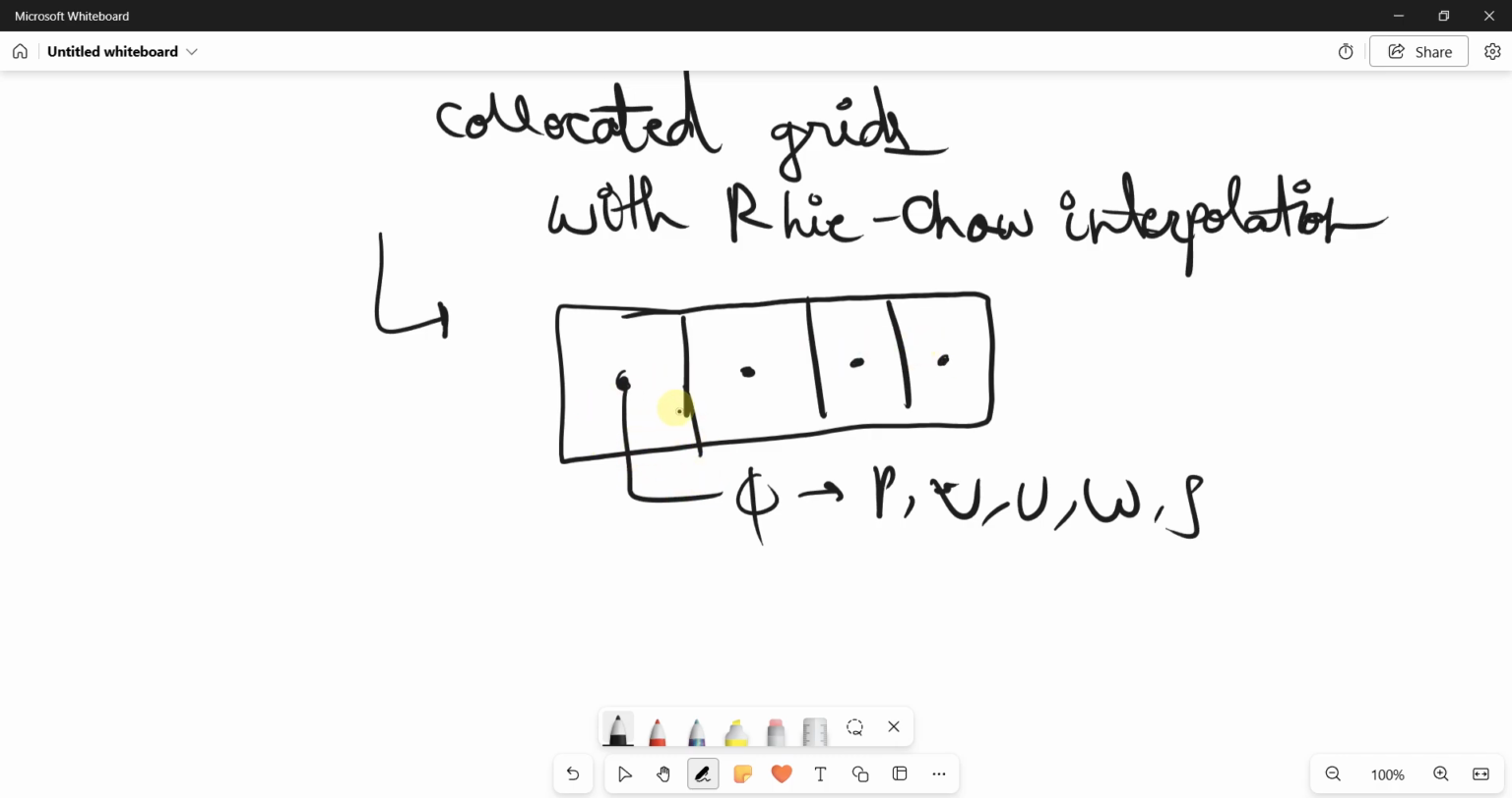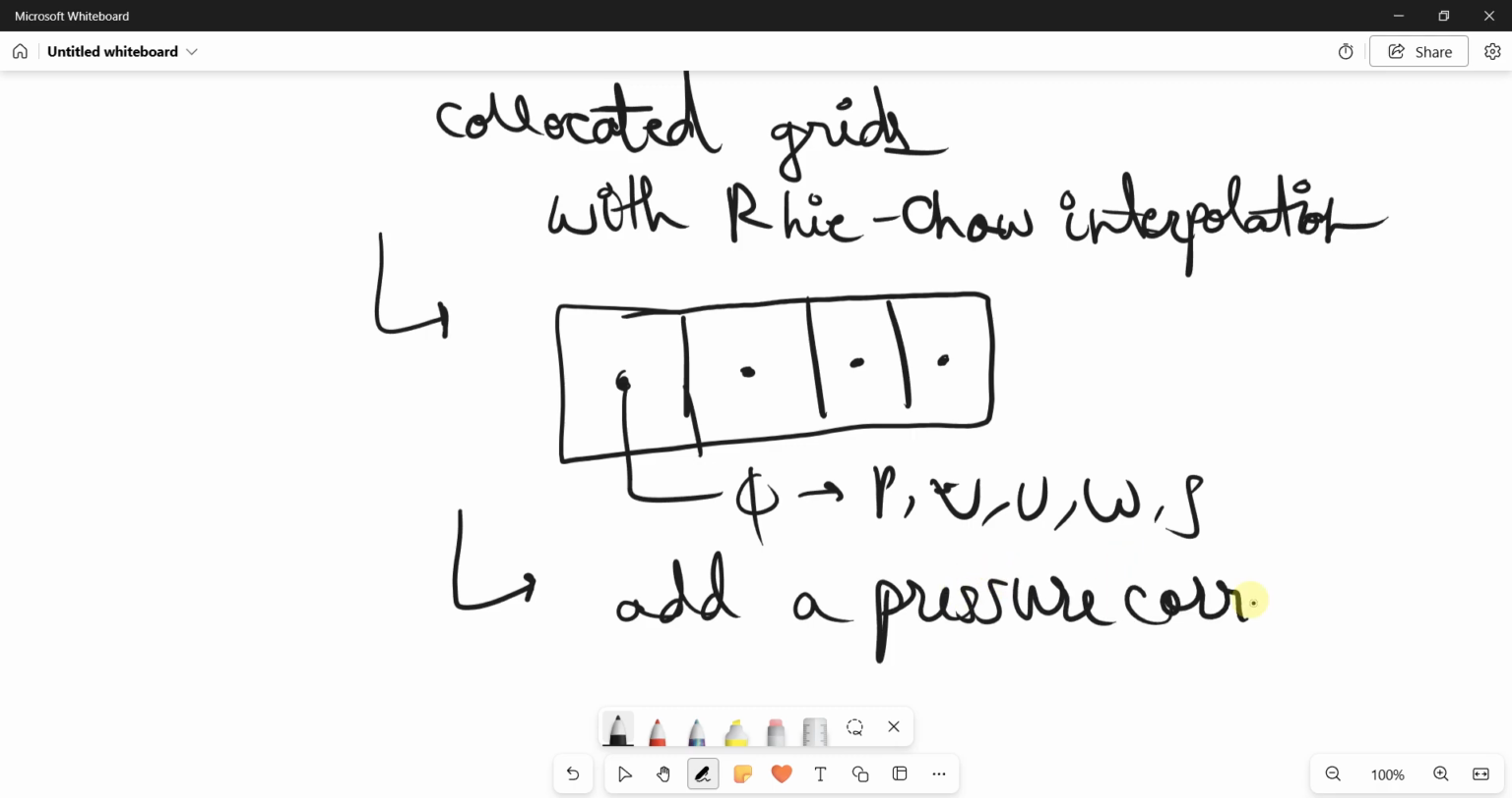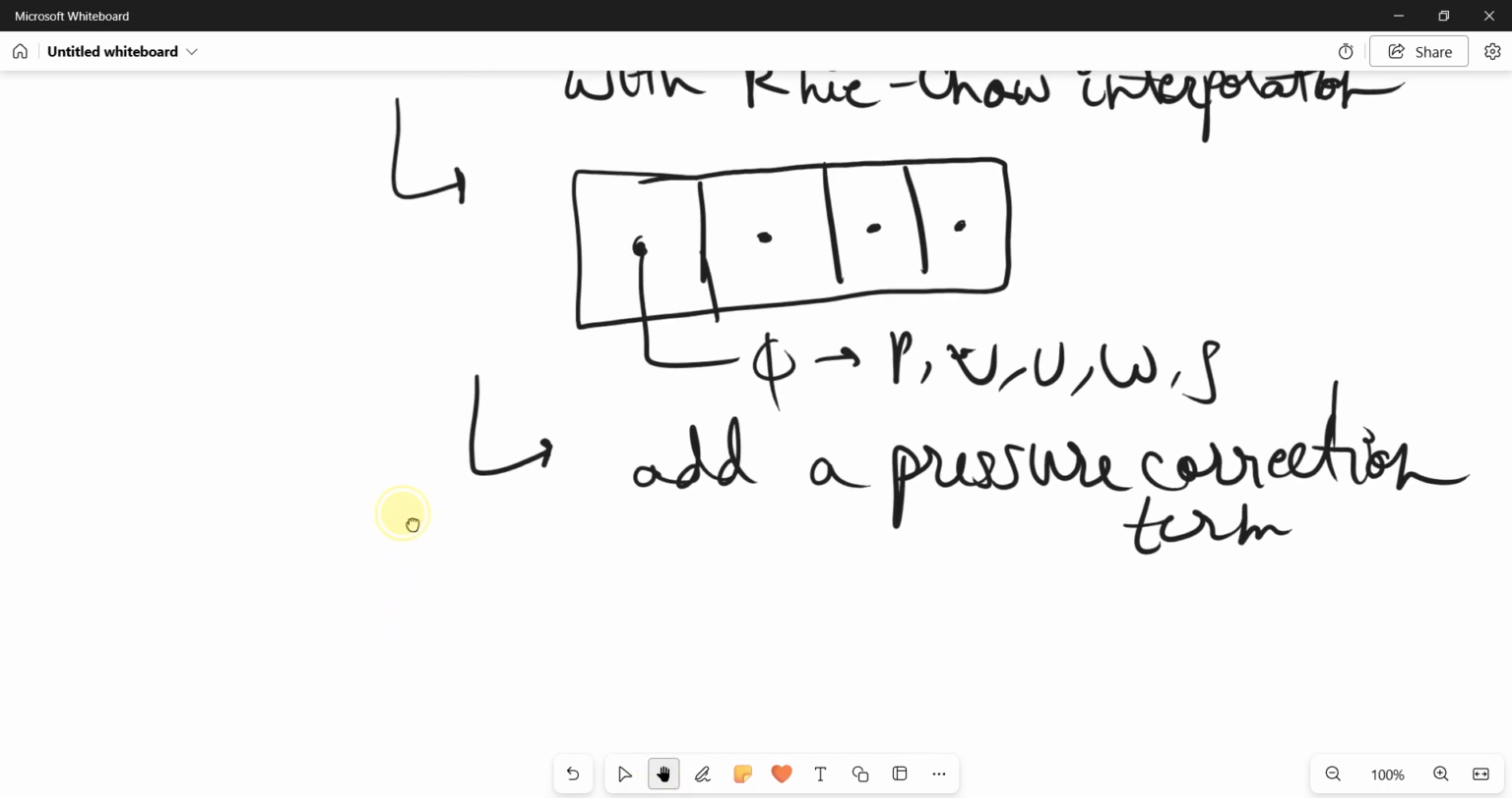So that was how we were working earlier. But as we said, the problem was the checkerboard pressure case, right? Here now, what the engineers came up with is the Rhie-Chow interpolation. Rhie and Chow, two different people, came up with this idea that you can add a pressure correction term, right? So what it does is, let's take this.